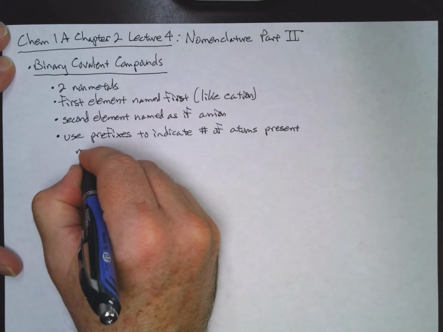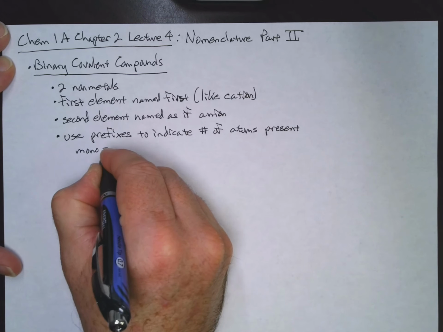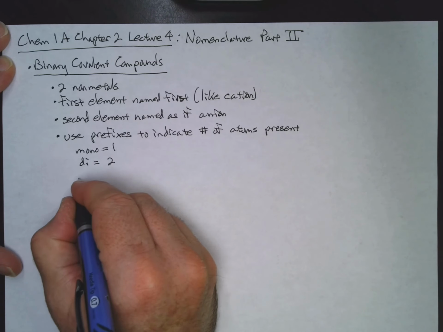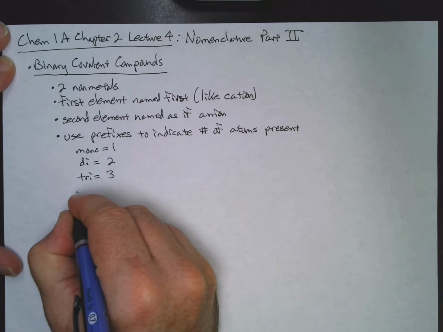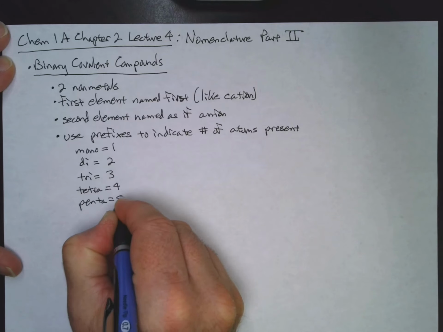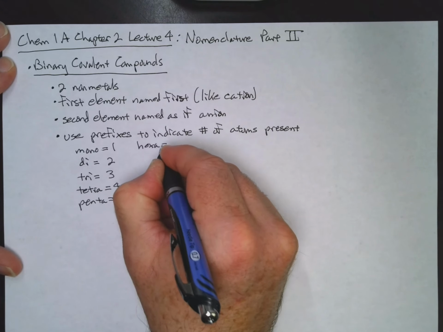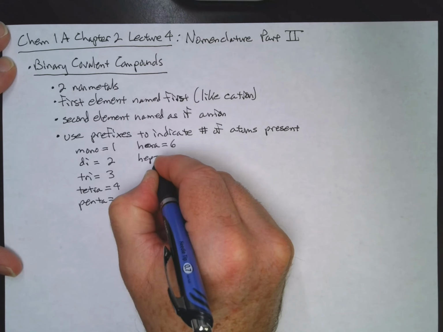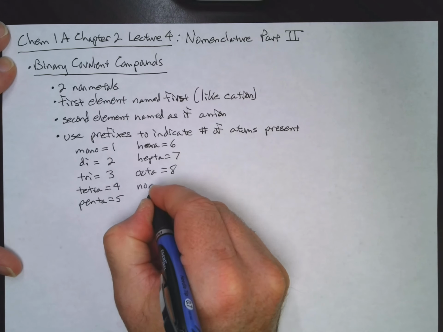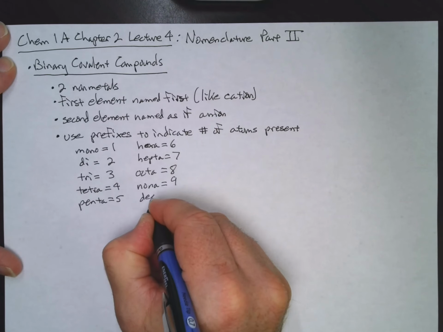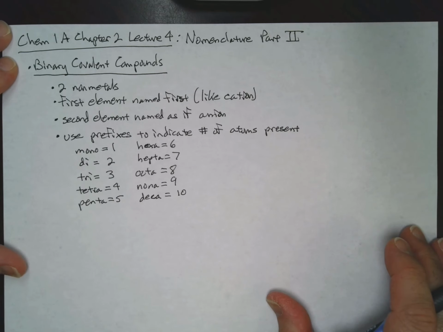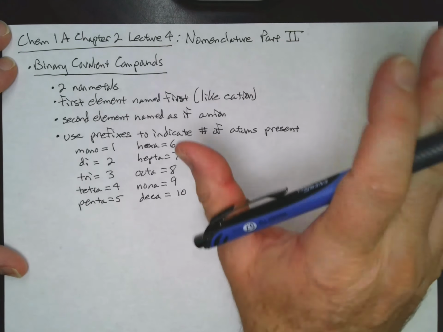And these are Greek numeric prefixes. Mono is 1, di is 2, tri is 3, tetra is 4, penta is 5, hexa is 6, hepta is 7, octa is 8, nona is 9, and deca is 10. So I'll get to some examples in just a minute.